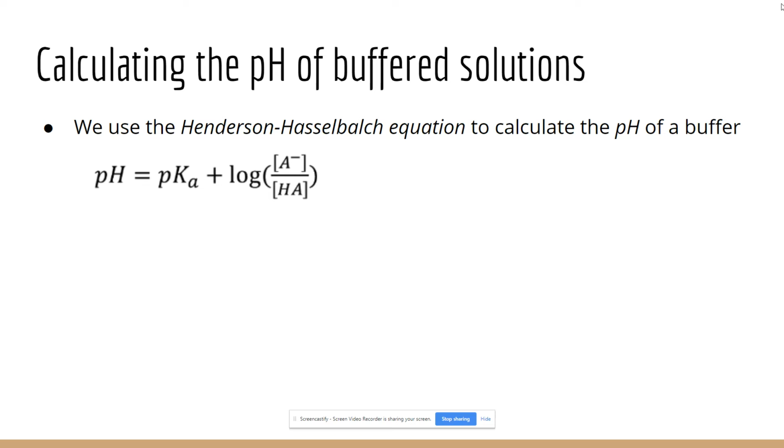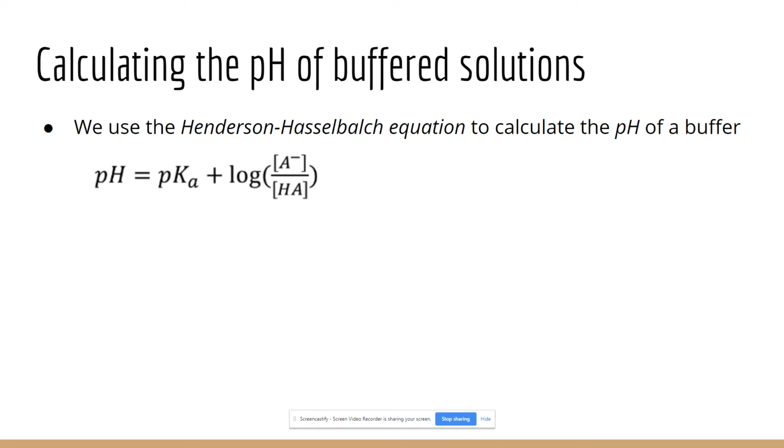Whenever you have just a weak acid, we can just use an ICE box and solve for the H3O+ concentration to get pH. Or if it's a base, we could use Kb and find the OH- concentration and convert that to pH. But when you have a buffered solution, it's a little bit more complex than that.